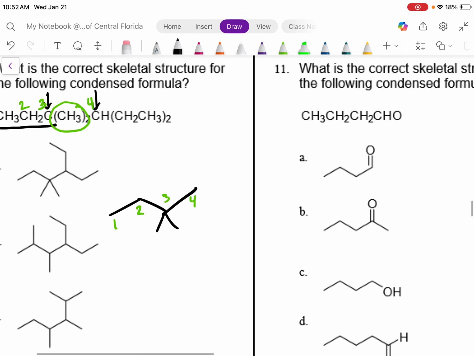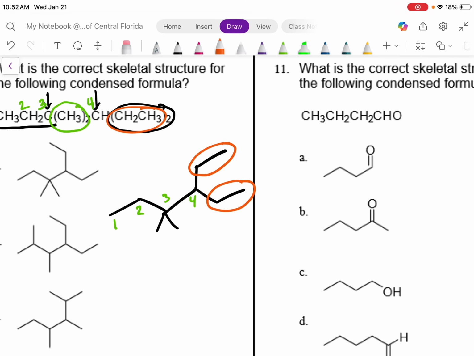Carbon 4 has 2 ethyl groups attached to it. So what I have to do is draw 2 carbons. 1, 2, there's my first ethyl group. And then 1, 2, there's my next ethyl group. I kept saying methyl, my apologies. That's 2 carbons, so that's ethyl. So there's an ethyl, there's an ethyl. This hydrogen that you see right there is in fact there, but we don't need to show it. So that's what we have. And so that is our structure.